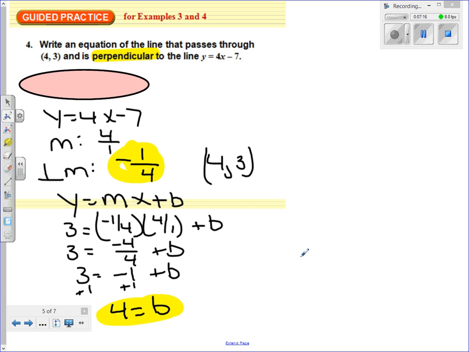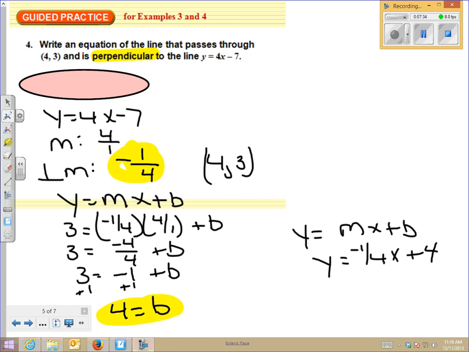I can take that information and write the equation of the line that goes through point 4, 3 and is perpendicular to y equals 4x minus 7. Negative 1/4 x for my slope plus 4 for my y-intercept.